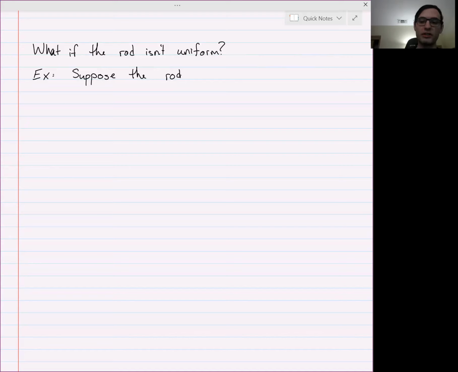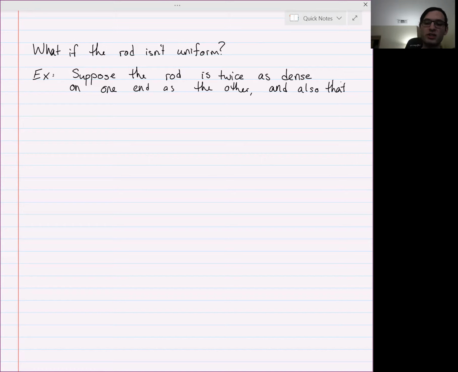So suppose the rod is twice as dense on one end as the other, and also that the density changes linearly. So the example here is you have a smooth gradient between not dense on one side and very dense on the other side, and it just smoothly transitions in a linear manner.